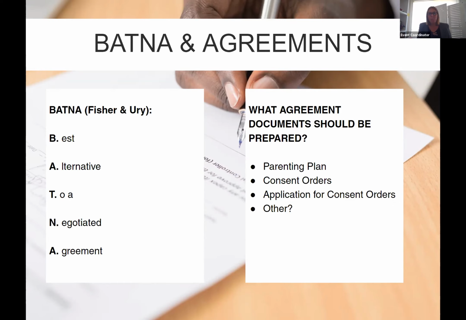And lastly, what agreement documents should be prepared? For parenting, you can have an informal agreement with no formality around it, or you could have a parenting plan, which is in writing, signed and dated. It's not binding and enforceable like court orders, but it would be taken into consideration by a court. For financial matters and for parenting, you can also have consent orders if it's by agreement. And you do need to fill in an application for consent orders, which I'll show you briefly, and consent order documents, and some other documents depending on what the issues are.